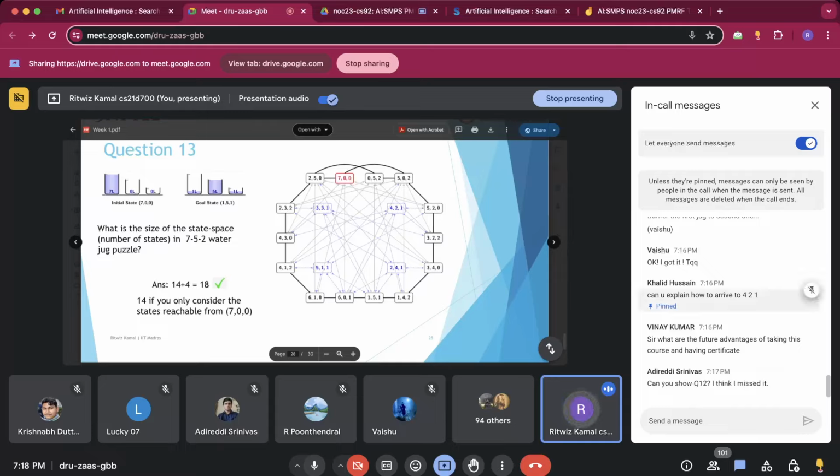Okay, there are a couple of questions. How can we arrive at 421? So, like I said, if we have 700 as the initial state, we cannot arrive at 421. But 421 is a state that could exist in itself. Okay, it's a valid state. Given the configuration, the 752 water jug puzzle that we have at hand, we could reach other intermediate stages or states through or from 5421. That's the only reason we have kept those four blue dotted states in the state space diagram, just for the sake of completeness. Okay.